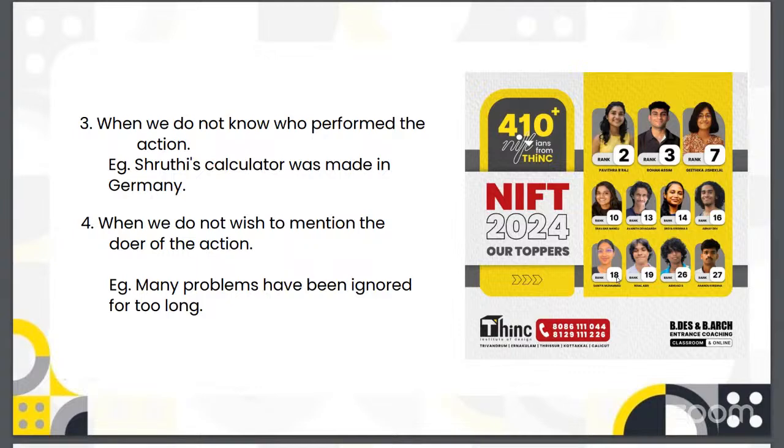Now, when we do not wish to mention the doer of the action, sometimes we are reluctant to say that somebody has done something, then we use the passive voice. For example, many problems have been ignored for too long. By whom, if we don't want to mention that, we normally use the passive voice. Many problems have been ignored for too long by maybe the government or by someone. But that is not important, or we don't want to mention it.